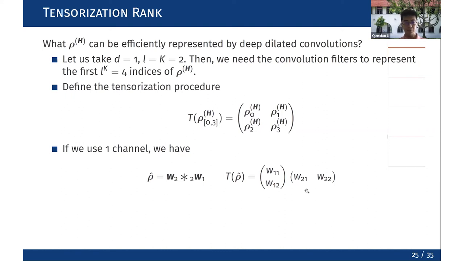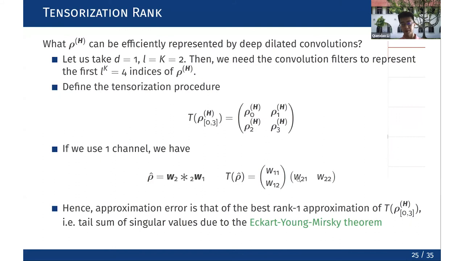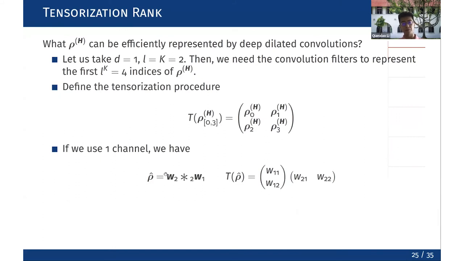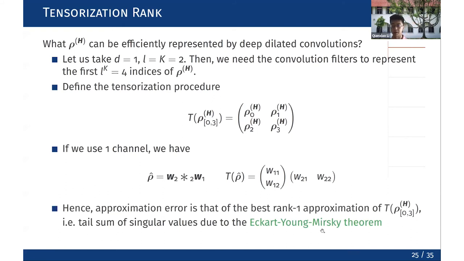Since we know that the outer product is always rank one, we know the following. If I arrange my target sequence into a matrix by this tensorization procedure, and it's rank one, then of course I can exactly represent it using two filters in one channel. And if it's not rank one, say it's rank two, then the best possible approximation I can get is given by the SVD. I take a singular value decomposition and take the principal component, and the second singular value will be the error. That's the optimal one. In fact, this is proved by the Eckart-Young theorem.